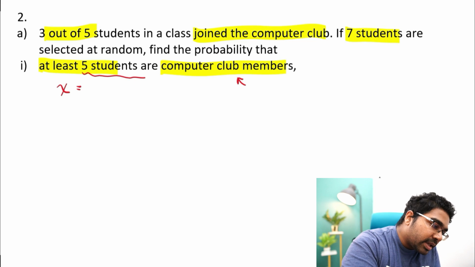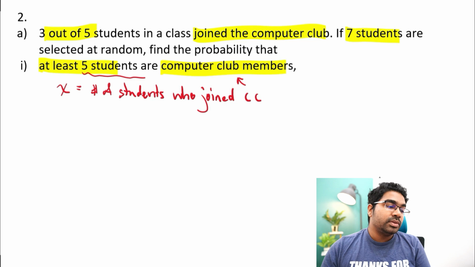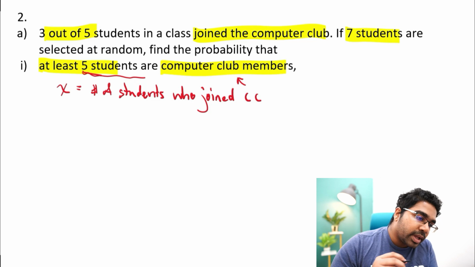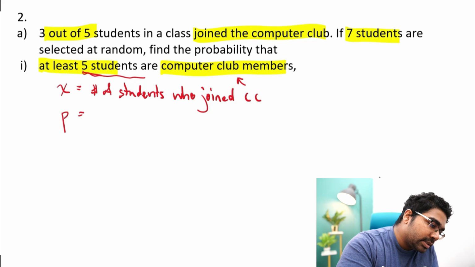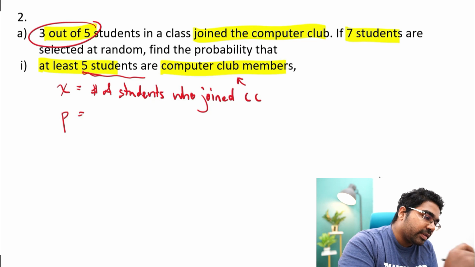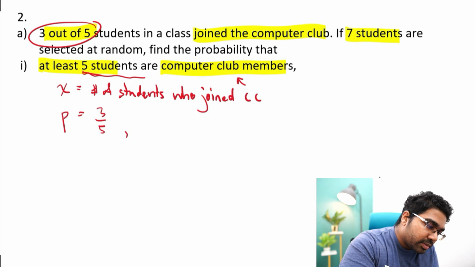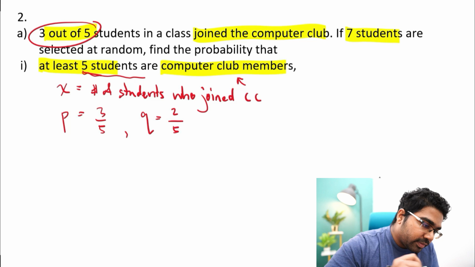So we are going to define X as the number of students who joined the computer club. Number of students who are CC members. So we want at least 5 of this. Before we go to that, we must define our success and failure. So based on X, success is the number of students who join. That means success will be joined. So how many join? 3 out of 5. So what is the probability of joining? It is 3 out of 5. And then what will failure be? Failure will be students who didn't join CC. So this will be 2 out of 5.